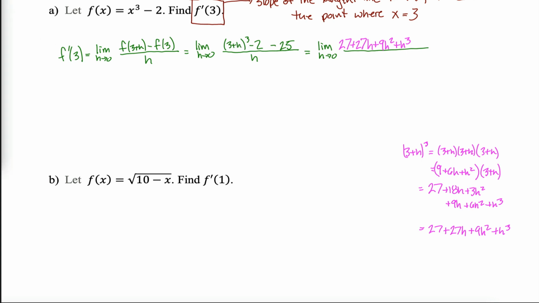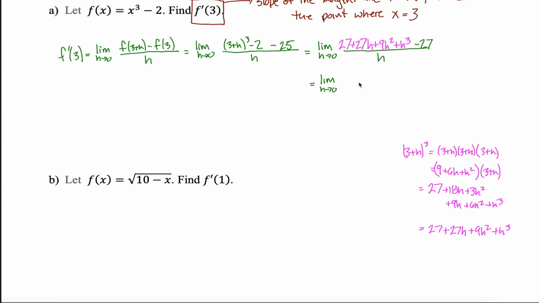I've got to make sure that I don't forget that I got a minus 2 and a minus 25 here. In other words, minus 27. The denominator is still just this h. I've gotten rid of all the parentheses here. Hopefully that'll help me simplify stuff. Let's see what happened. I got this 27 and this negative 27. It looks like my constant terms canceled out.